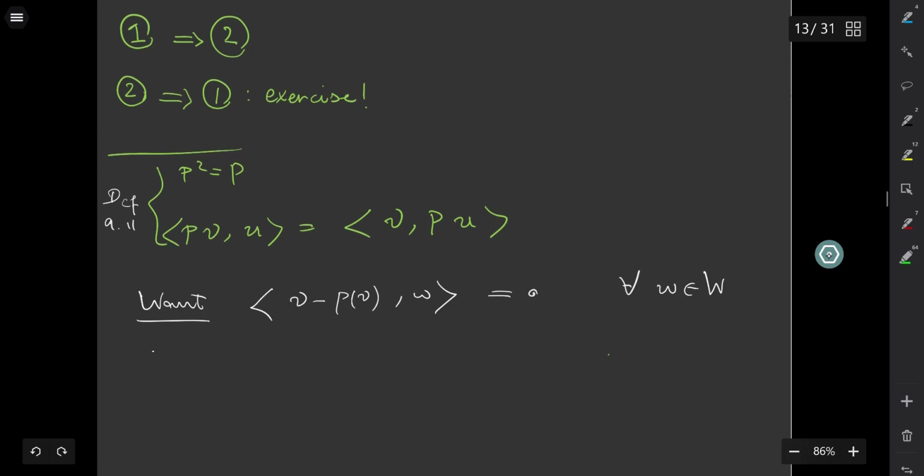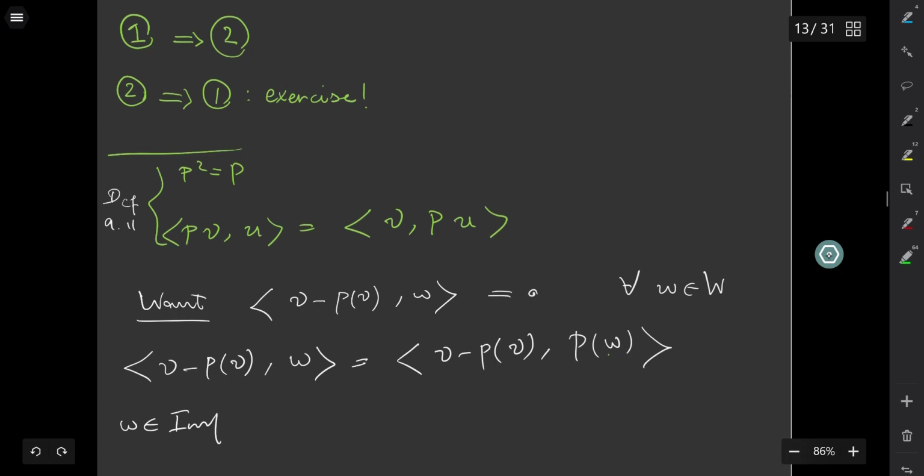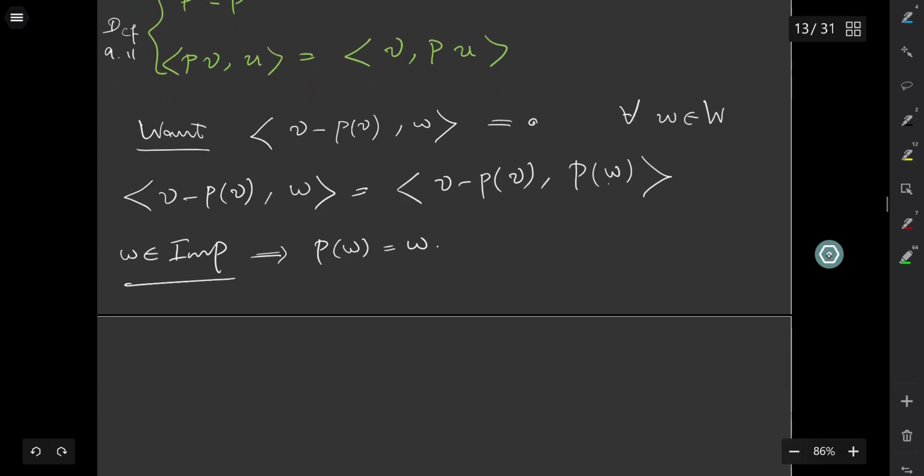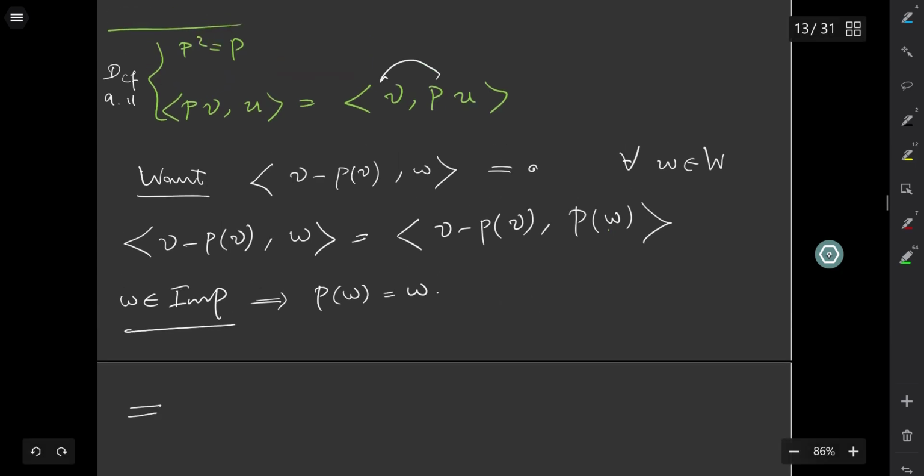Okay, but we can write this inner product of V minus PV with W as the inner product with PW. Why? Because W is in the image of P, then P of W is equal to W. That's the property of the projections that we just proved. And so if we expand this, let's use the second property. We can take this over here, right? Because of the definition, this property holds for P, so we can do that, and then we can write P of V minus PV and PW.